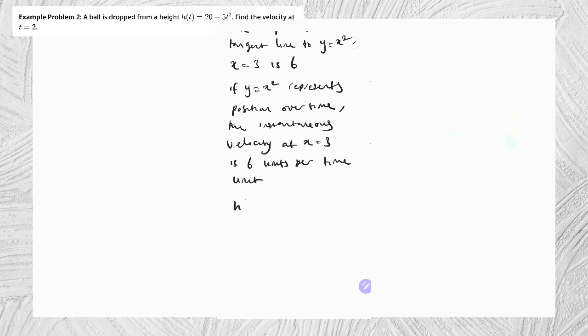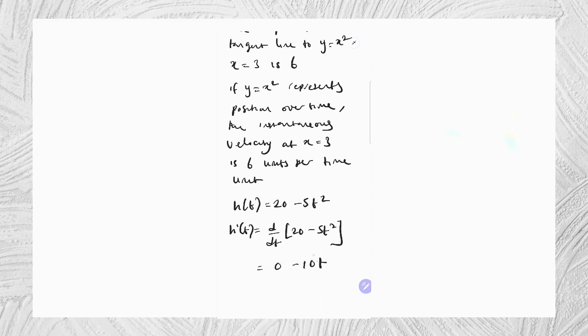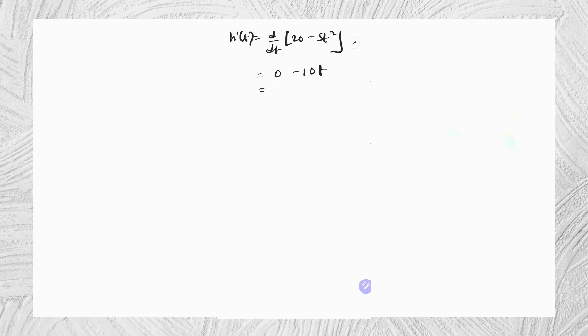So next we are going to look at a ball that is dropped from a height of h of t equals 20 minus 5t squared, and we're asked to find the velocity at t equals 2. So we compute the derivative of h of t. And when you differentiate 20, that will give you 0. And when you differentiate minus 5t squared, that will be 2 times 5, 10, and 2 minus 1, 1. And you are left with minus 10t.